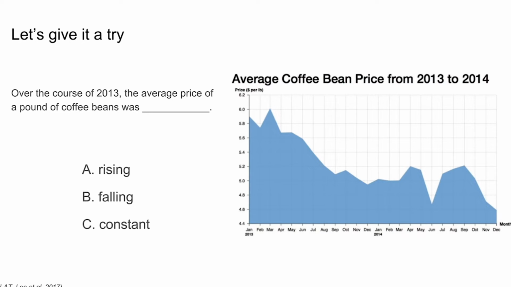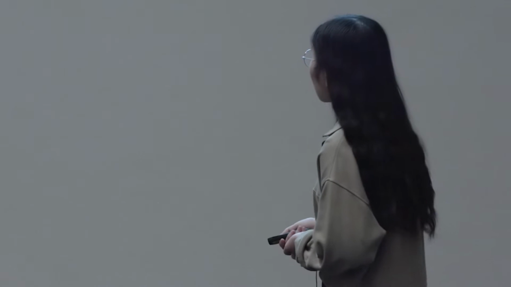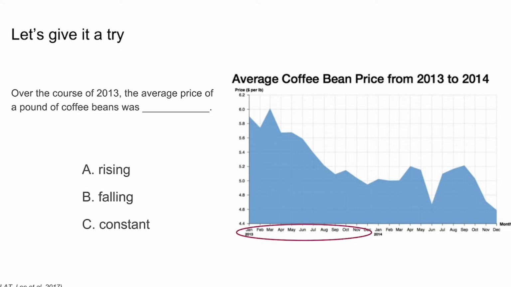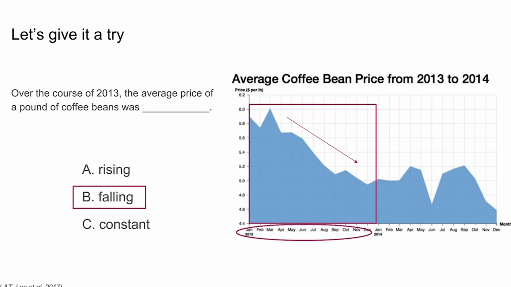The question here asks, over the course of 2013, the average price of a pound of coffee beans was rising, falling, or constant. So one way that someone might approach this problem is first finding the range on the x-axis that we're interested in, which in this case is 2013, and that gives us this region to focus on. Looking at the visual representation here, it seems to be going down. So we would be choosing falling in this case, and that is indeed the correct answer.